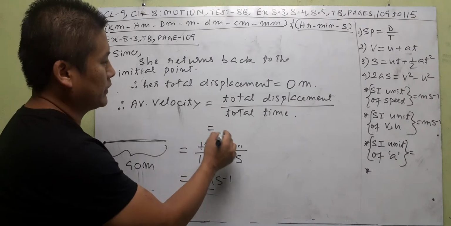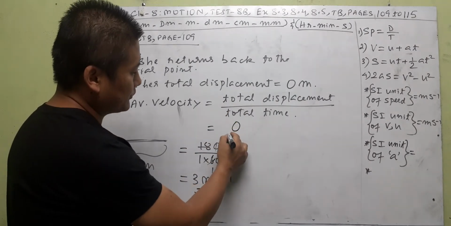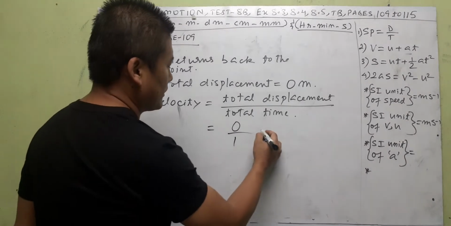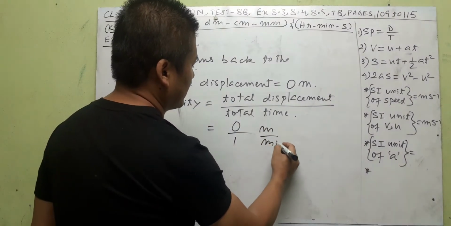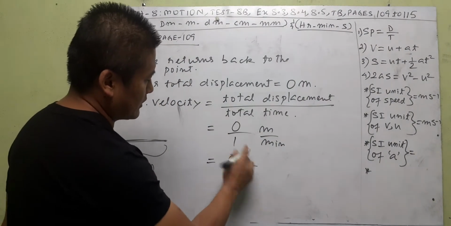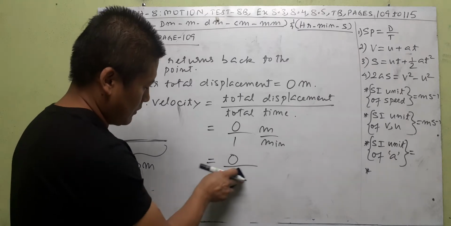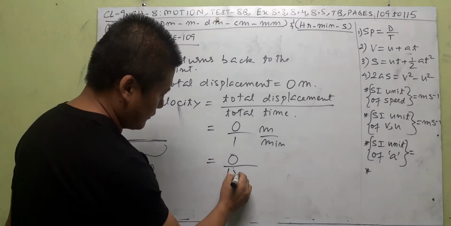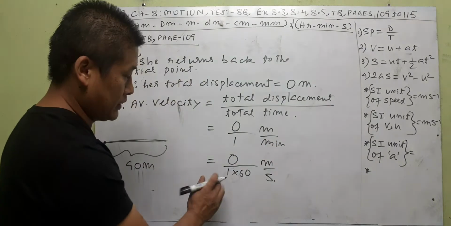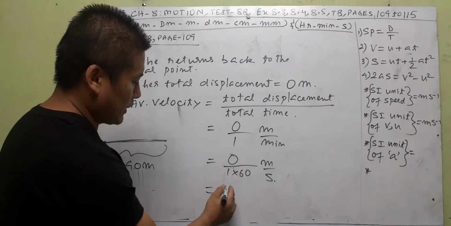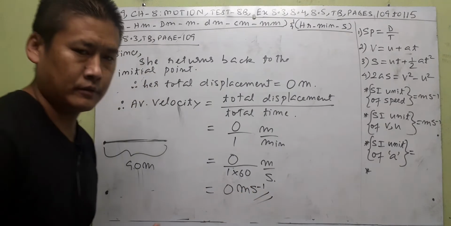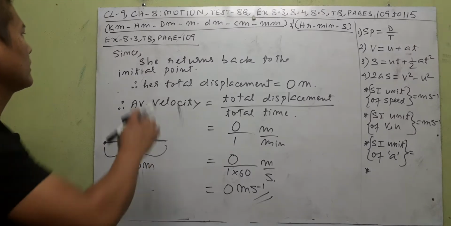So that will be equal to here, total displacement is 0 meter. Time is again 1 minute. So you can write here meter per minute. You can just change here, 0 by anything is 0. But you can just deal with this 1 into, to change it to second, 1 into 60. Then this will become meter per second. We did that just now. So 0 divided by anything is 0. So 0 meter per second is our average velocity. Okay, so we have done 8.3.